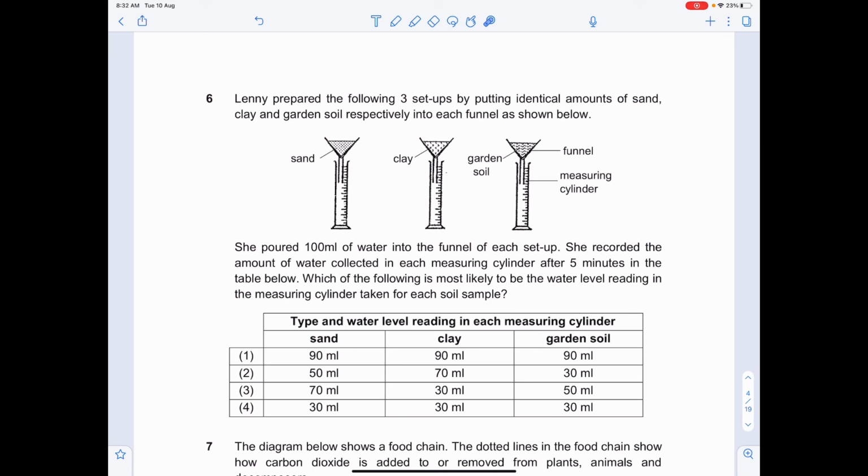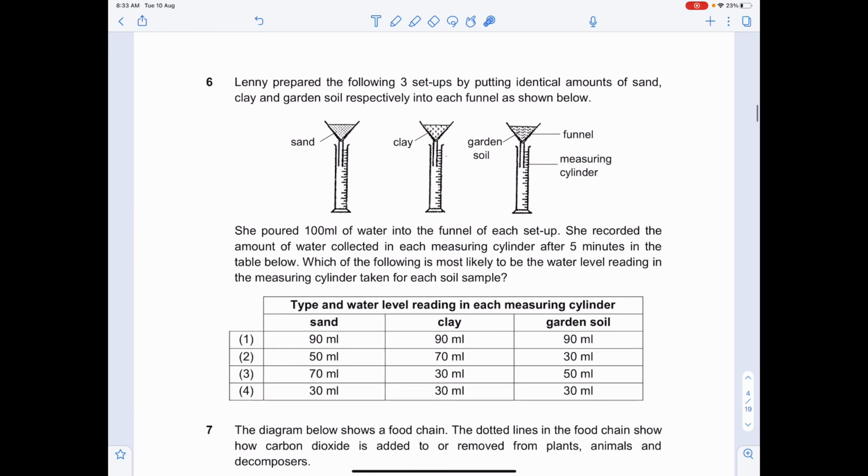Lenny prepared 3 setups by putting identical amounts of sand, clay, garden soil respectively in each funnel. She poured 100 ml of water into each funnel. She recorded the amount of water collected in each measuring cylinder after 5 minutes. Which of the following is most likely to be the water level reading for each soil sample? So this I'm going to just go through very quickly because it's not going to be tested. So your answer would be 3.